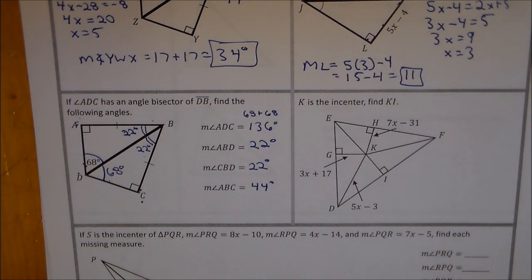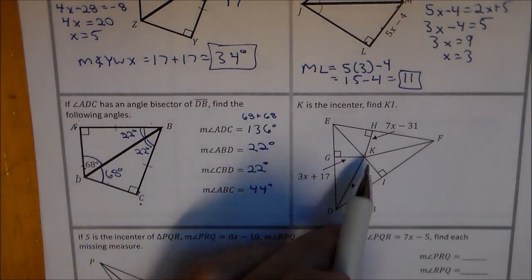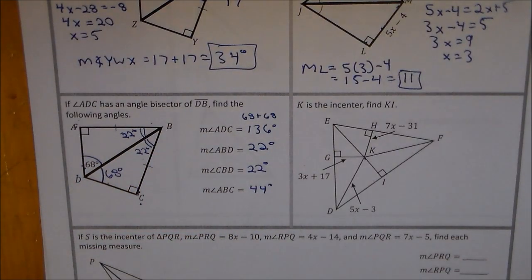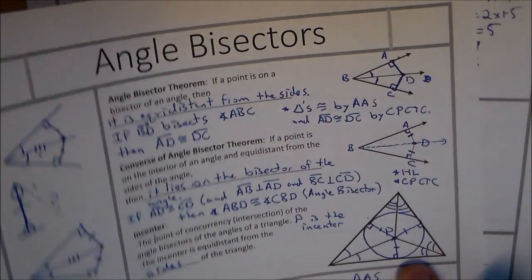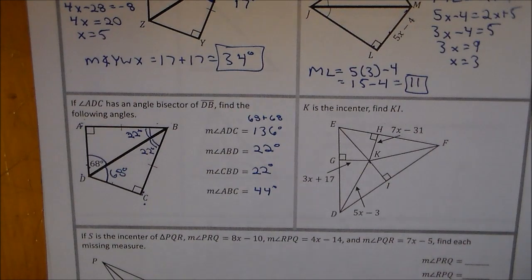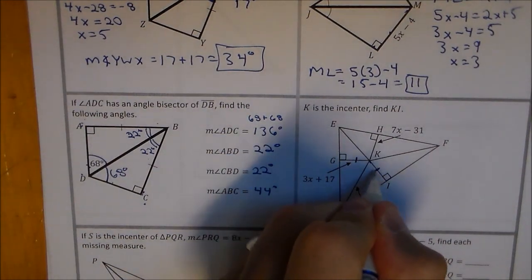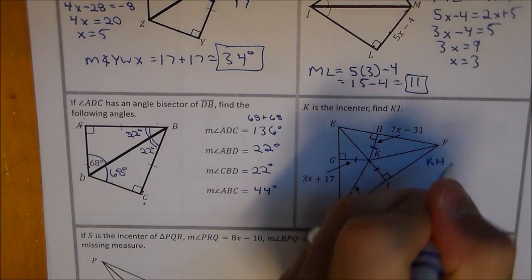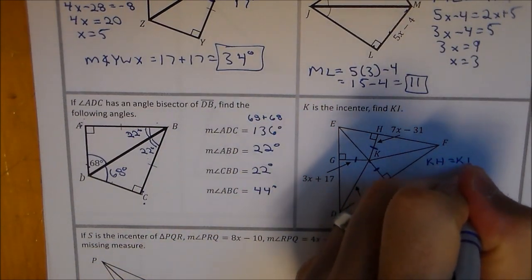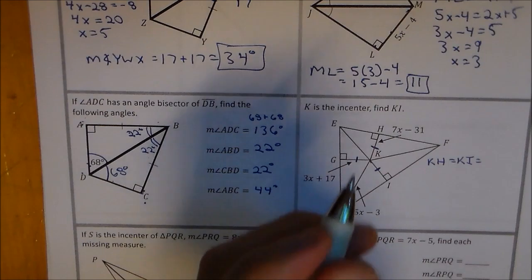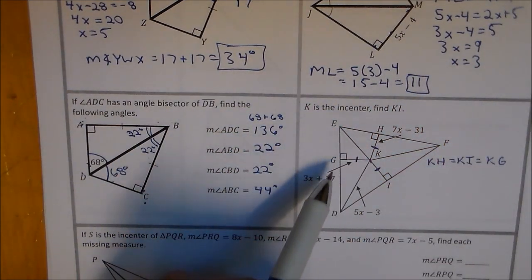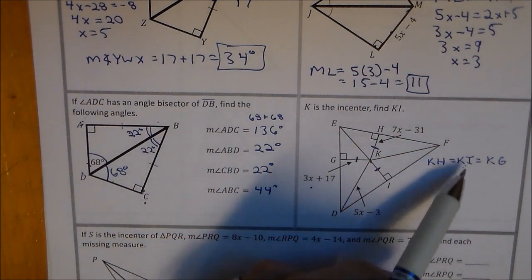For K, we have the incenter here, and we need to find KI. So what we said about the incenter, it was equidistant to the sides. So from that, I can look at the values I have, and I know these values are all equal. So that would be KH is equal to KI is equal to KG. Now, two of them I know. I know KH and KG. I need to find KI.